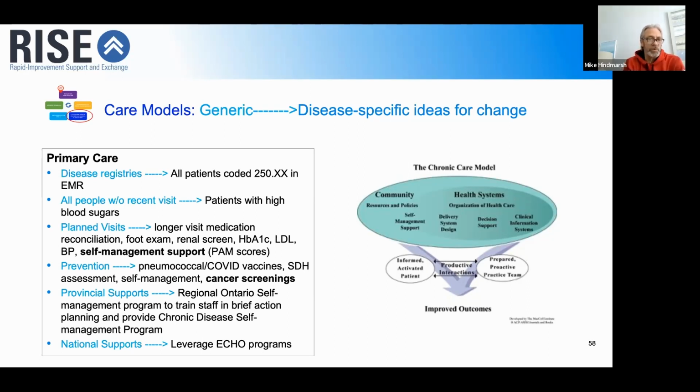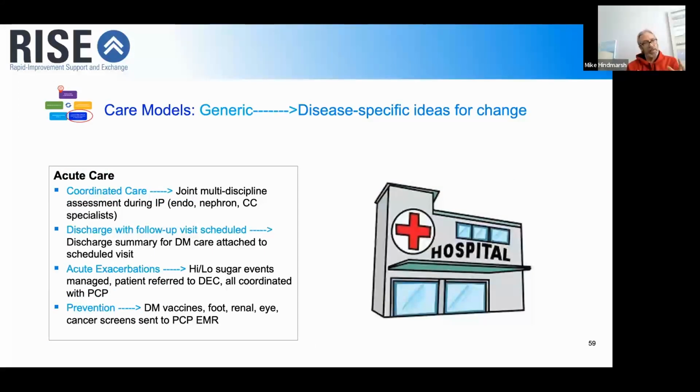There are provincial supports, again, for doing chronic disease systems. There's an Ontario self-management program that trains staff in brief action planning and provides chronic disease self-management programs for patients to come and learn how to manage their chronic conditions. And then we have national programs like the ECHO programs. So again, across all of this, we're talking about integration. While primary care is doing all of that, they need to be integrated with the hospital.